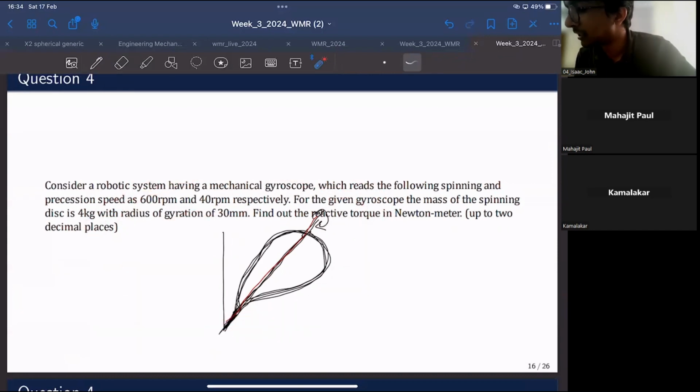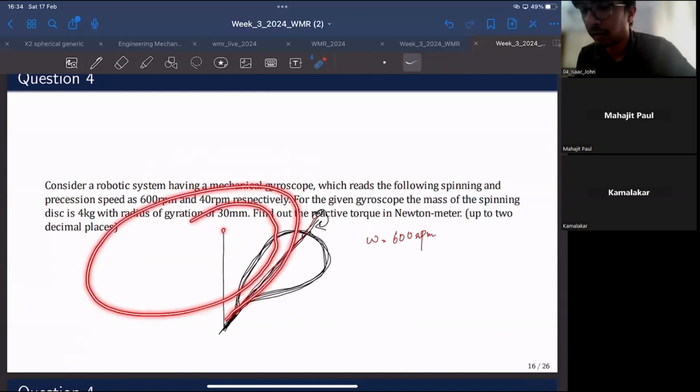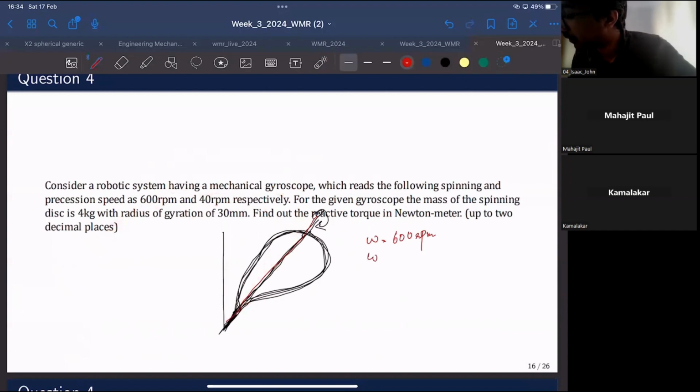So these two angular velocities are given. The spinning speed omega about its own axis is given as 600 rpm, and the precessional angular velocity, in the sense of the speed at which it precesses about a vertical axis, is given as 40 rpm, right? And the mass is also given as 4 kilograms, and the radius of gyration, you can call this k, is 30 millimeters.